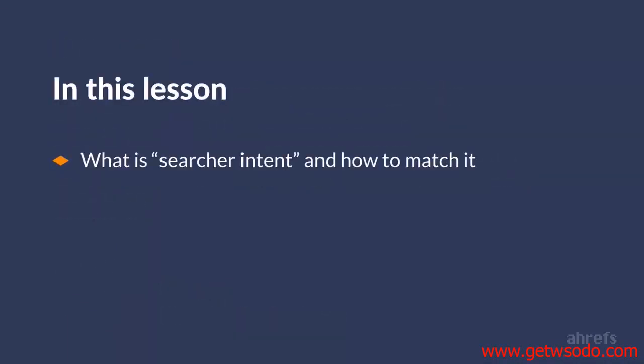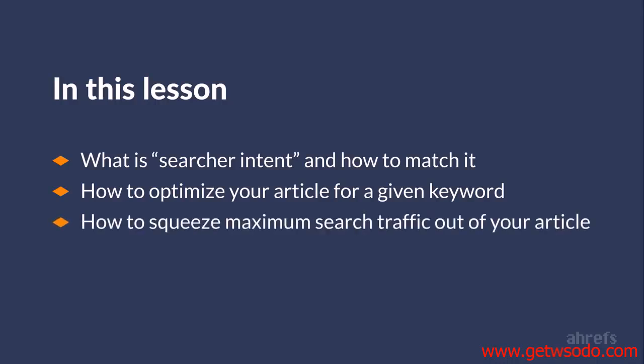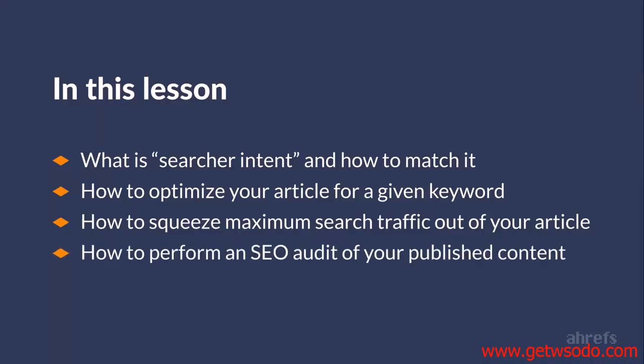The all-important searcher intent and how to match it with your article. How to optimize your article for a given keyword so as to make it perfectly relevant in the eyes of Google. How to squeeze maximum search traffic out of your article. And finally, how to audit your existing content and get the most out of it. So let's go! Part 1.